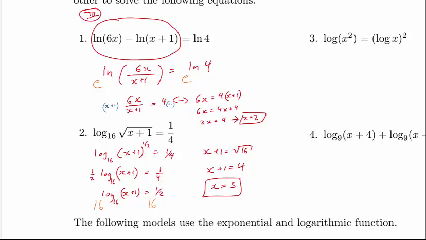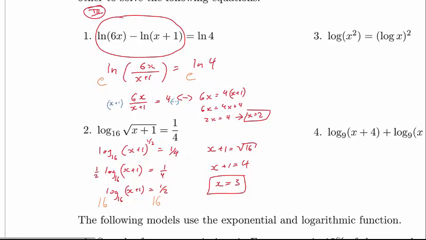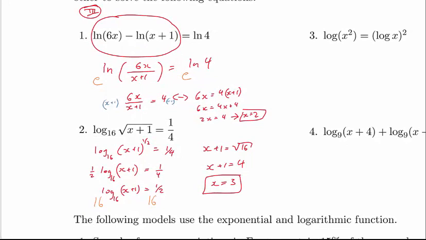Let's go ahead and just double check this one. That way you've got a little practice doing that. I'll do this in a different color. We'll use the blue pen. Plug that 3 into the left-hand side. Log 16 of 3 plus 1, that's log 16 of the square root of 4, which is log 16 of 2.